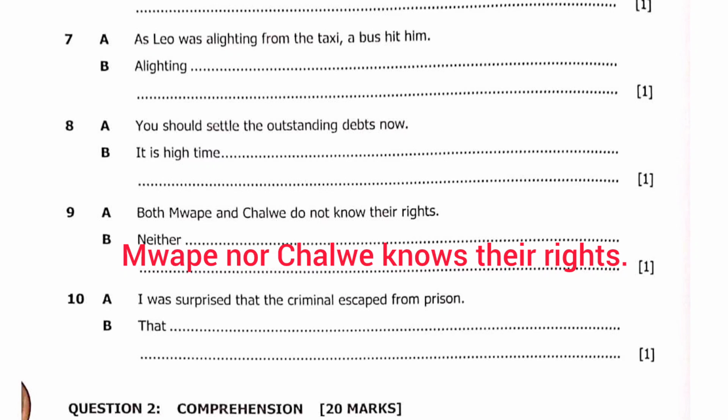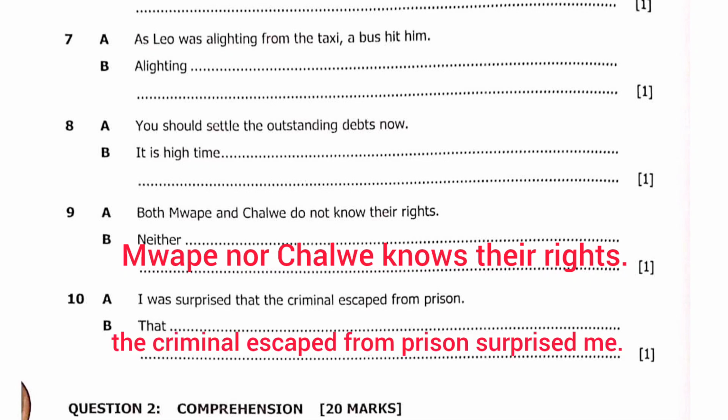Number 10. I was surprised that the criminal escaped from prison. Begin that. This is simple. That the criminal escaped from prison surprised me. Simple. So you need to revise a number of questions for you to be good at rewrites, because rewrites are very simple yet confusing if you don't know.